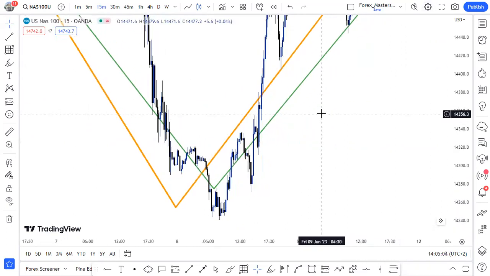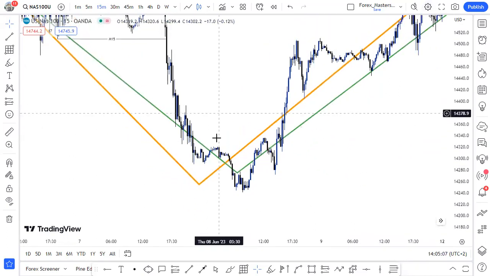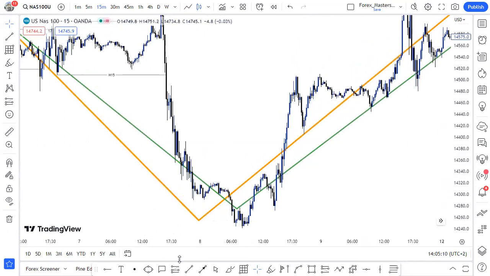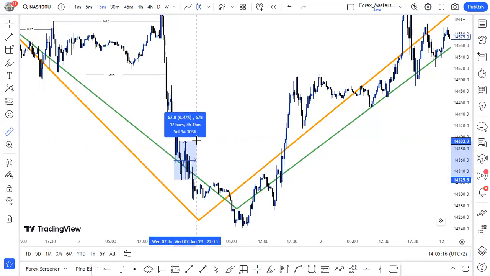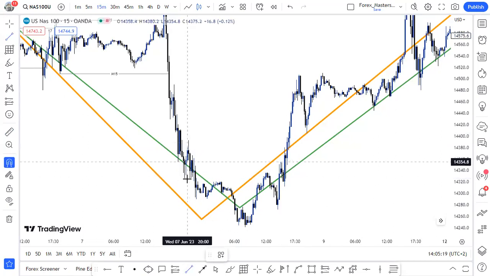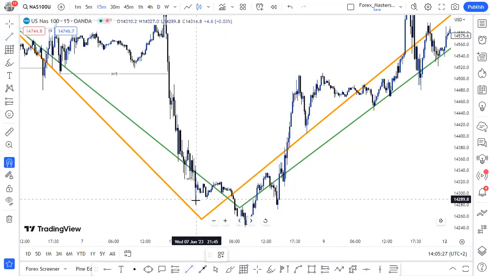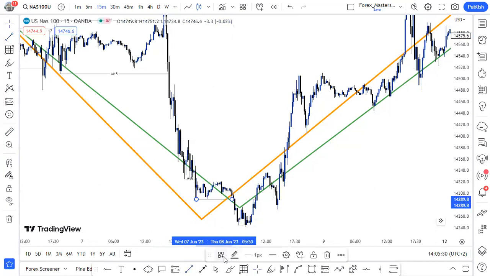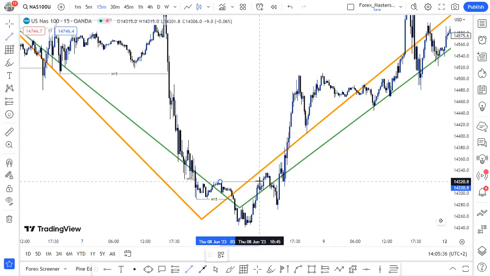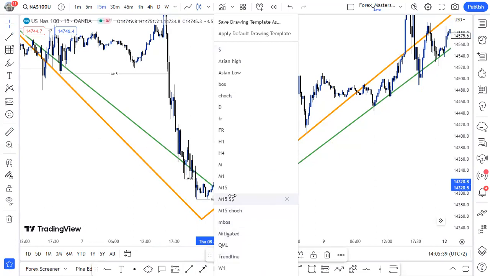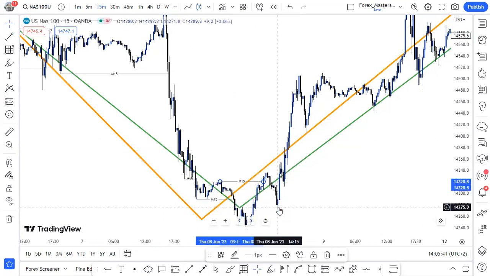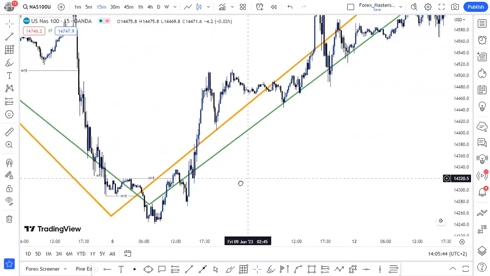Okay, so I can mark all these things. Like this is structure. This is structure right here. So we can also mark it and say we broke structure right here. And even right here, we broke structure to the downside until we became bullish right there. So once we became bullish right here, price then came down into these areas. That was another buying opportunity right there.